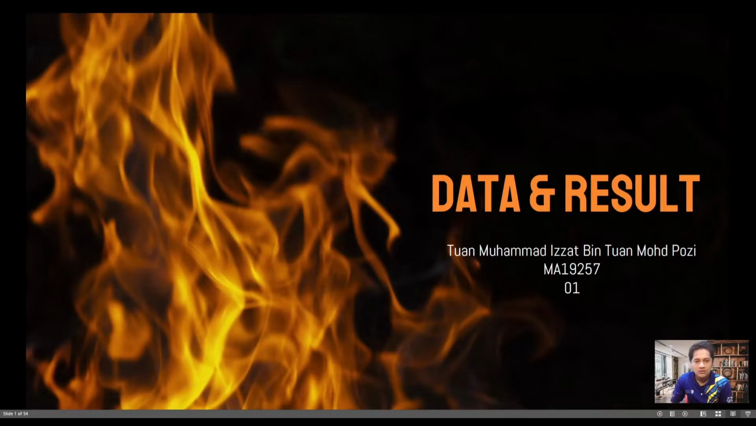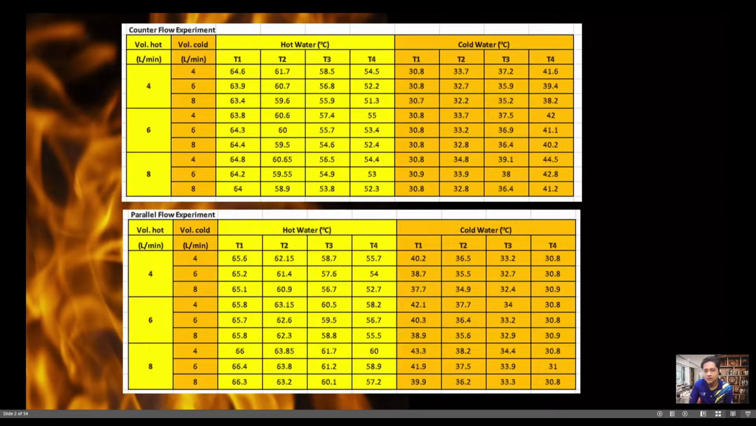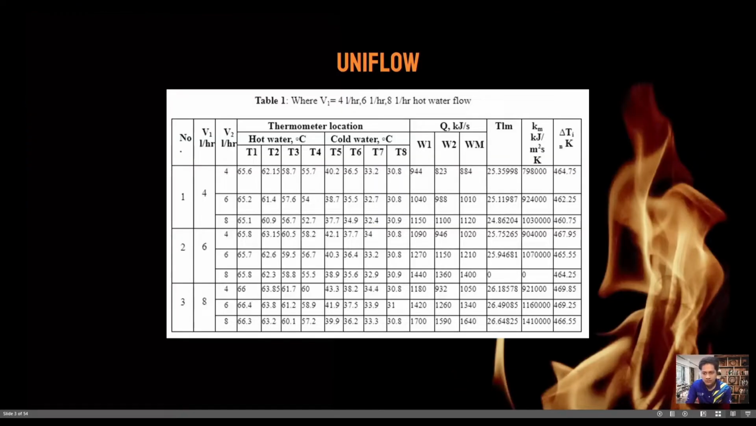So now I'll explain about the data and result for this experiment. So this is the data given from this lab. This is the data for counterflow and another one is the data for uniflow. For each data we have flow rate for hot and flow rate for cold. Next, this is the result for this lab.